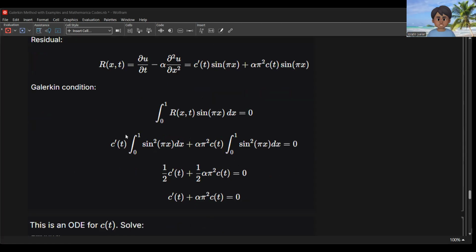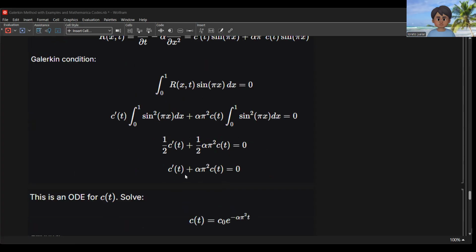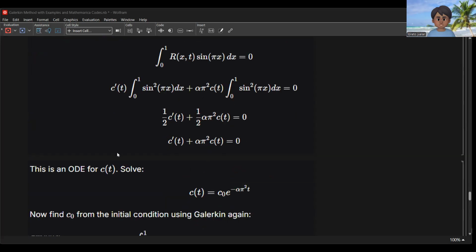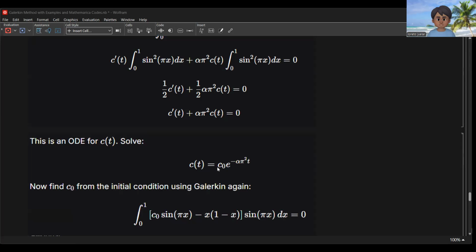So by simplifying, we have this sine squared, then we have c prime of t plus alpha pi squared c of t. Then solve for this ODE. We have c of t equal to c sub 0 times e to the negative alpha pi squared t.